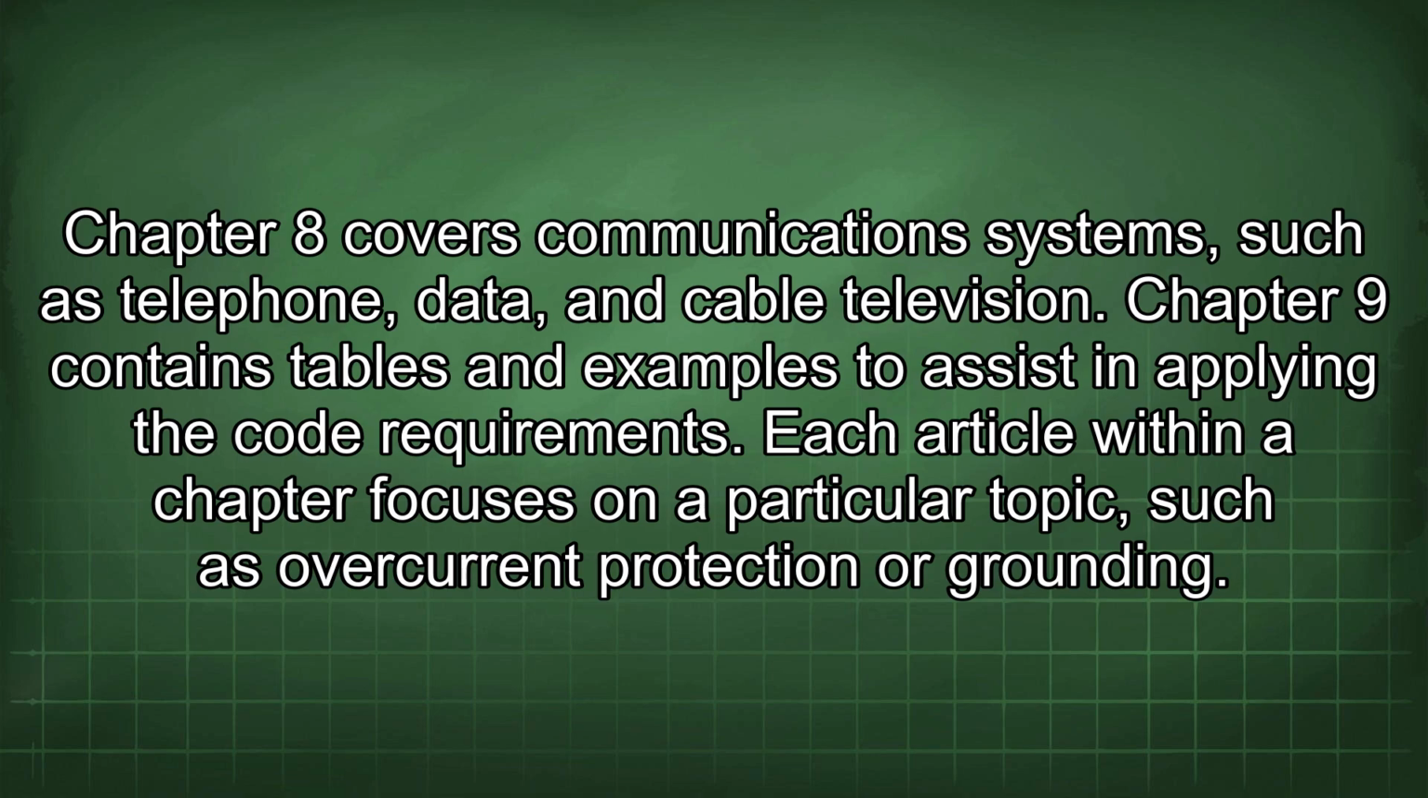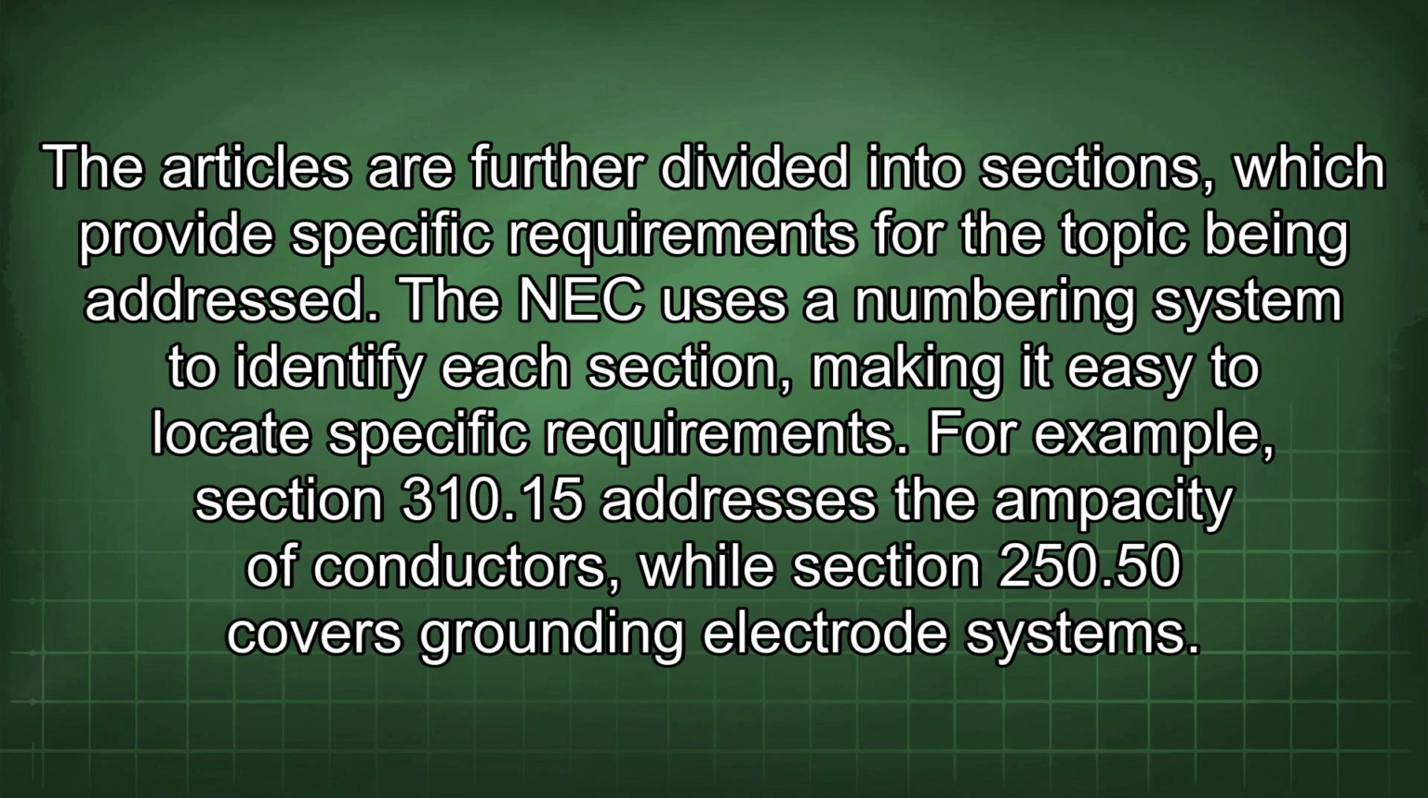Each article within a chapter focuses on a particular topic, such as overcurrent protection or grounding. The articles are further divided into sections, which provide specific requirements for the topic being addressed. The NEC uses a numbering system to identify each section, making it easy to locate specific requirements. For example, Section 310.15 addresses the ampacity of conductors, while Section 250.50 covers grounding electrode systems.